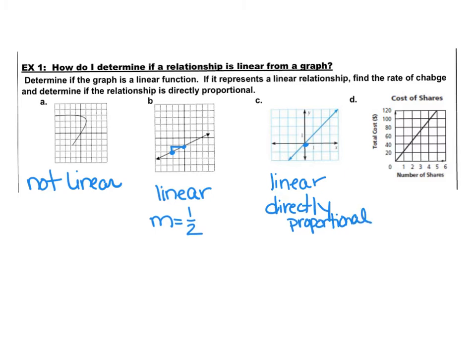All right, and then we need to find the slope. So our slope, we're going up 1 over 1. So our slope of this is 1. And for our last one here, notice it is a straight line. So that's linear. Notice that it is also going through the origin, so it's directly proportional. You'll also hear direct variation. You'll hear just proportional. All of those things mean the same.